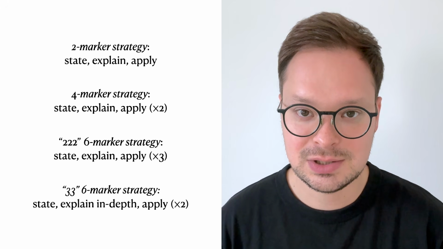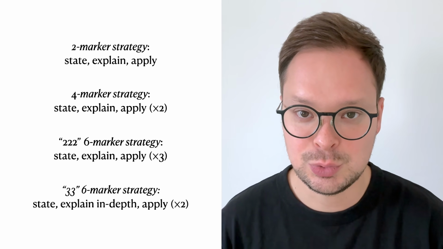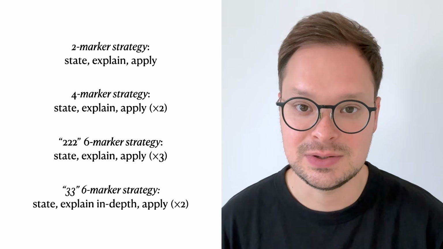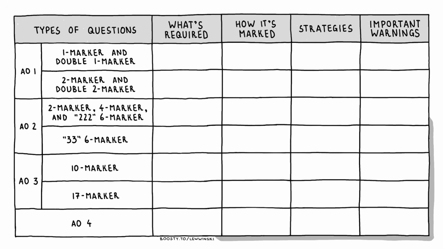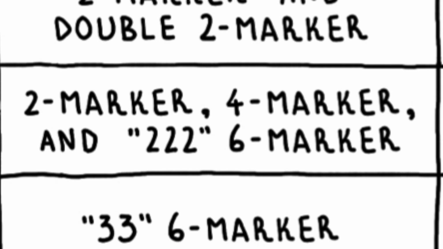So that's a 2-marker, state, explain, apply. 4-marker, same thing but twice, and 2-2-2, 6-marker, where you do the same thing but 3 times. If you're lost, then let me remind you that we have just discussed the first type of questions in the AO2 category.